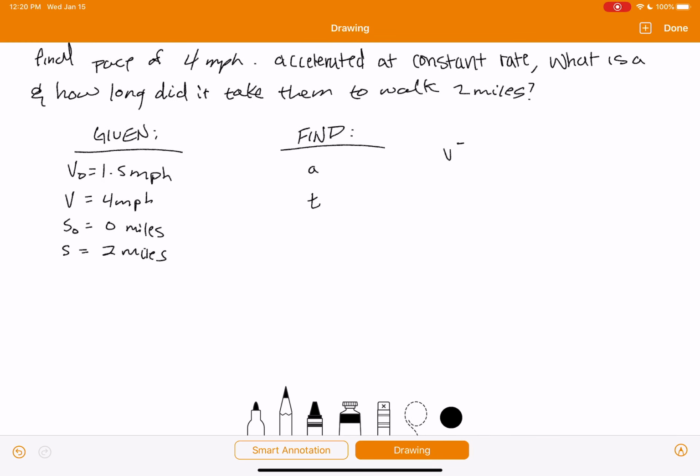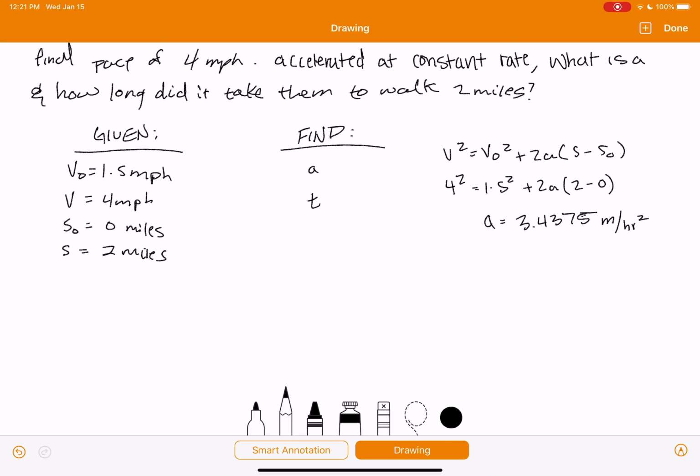So I'll get v squared equals v naught squared plus 2a times s minus s naught. So 4 squared equals 1.5 squared plus 2a times 2 minus 0. And if you solve all that out, you'll get a equals 3.4375 miles per hour squared. So that would be your acceleration.